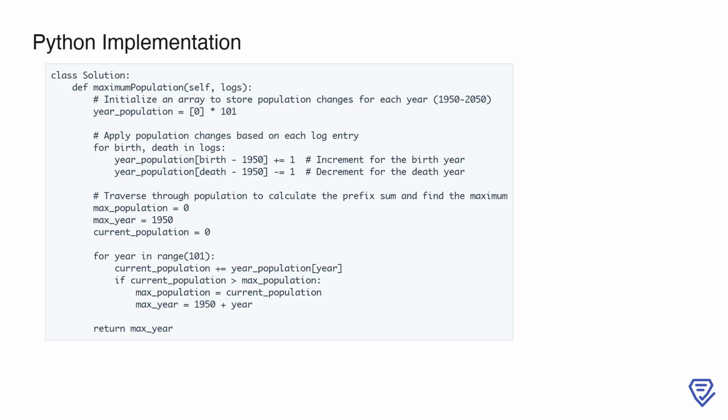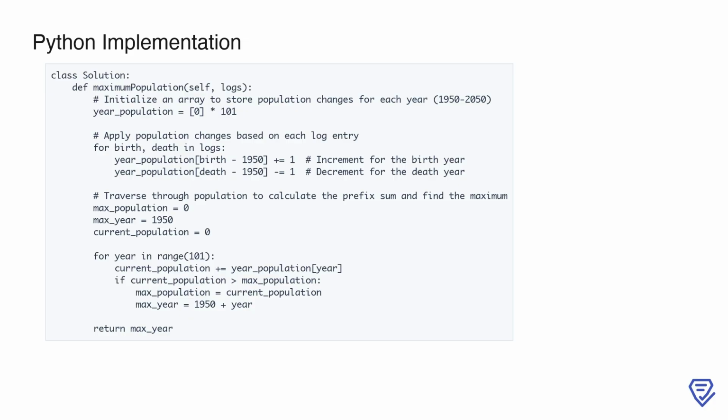2. Population change tracking. For each log entry, birth, death, we increment the value at year_population[birth - 1950] to account for a person being born in that year. Similarly, we decrement the value at year_population[death - 1950] to reflect the fact that the person is no longer alive starting from the death year. This step ensures that the population changes, births and deaths, are recorded effectively without explicitly iterating through all the years for each log entry, which would be computationally expensive.